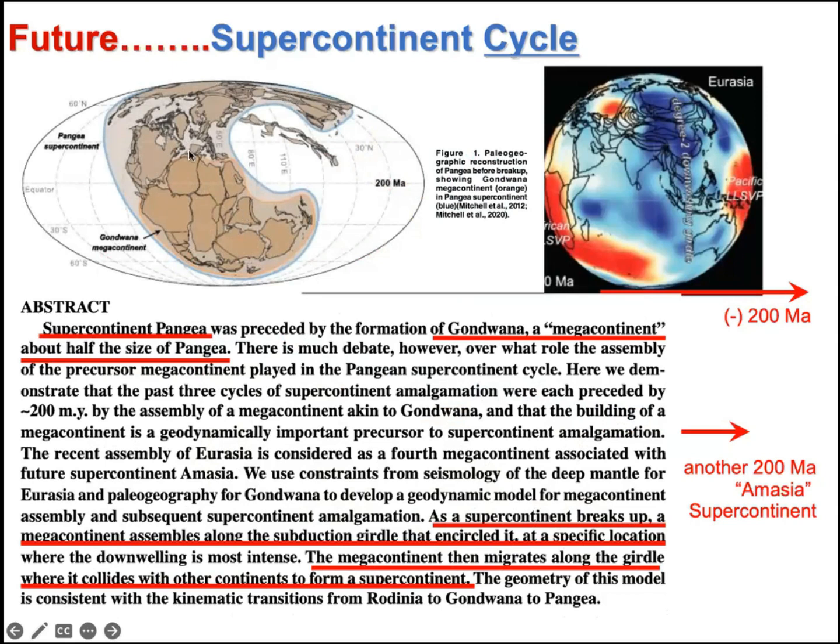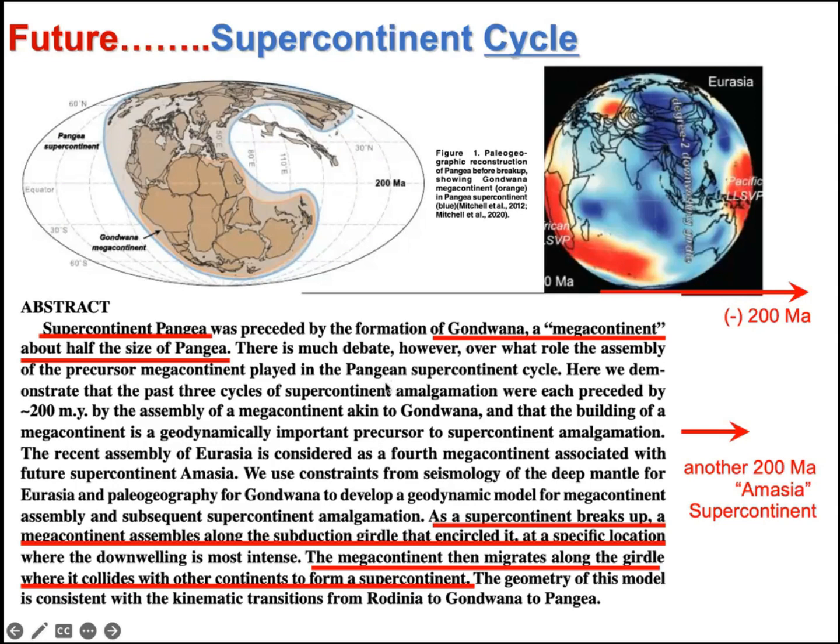The other part is Laurentia, right? And as a supercontinent breaks up, a mega continent assembles at a specific location along the subduction zone girdle that encircled it, and then the mega continent migrates along the girdle where it collides with another continent to form the supercontinent. So that is the newest type of definition related to supercontinental assembly.